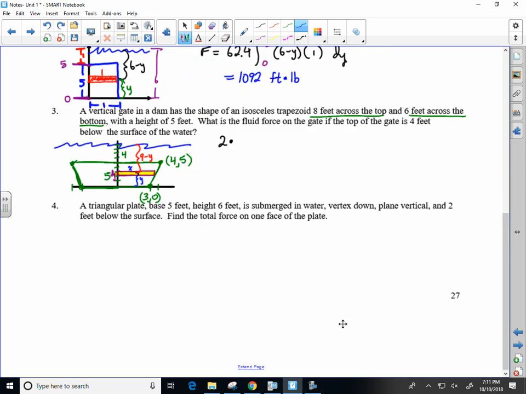Zoom, page width, bring it back. We know that the weight density is 62.4, going from y values of 0 to 5. We know that this is 9 minus y. This is what we need, dy, in order to find our answer. The minute we come up with that, we have what we need. So let's work off of those coordinates.